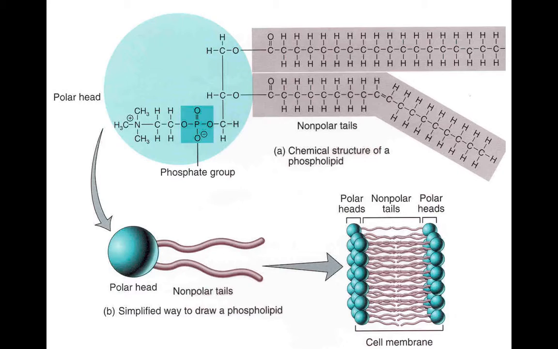Phospholipids are large molecules composed of a phosphate group, the polar head, and the nonpolar tails, which are made of fatty acids. The bottom shows a simplified version of it, and this is like the model you see in class with the circle head and the two tails. And then the way that they form the cell membrane is that the tails stick together, and that is because the tails are nonpolar.